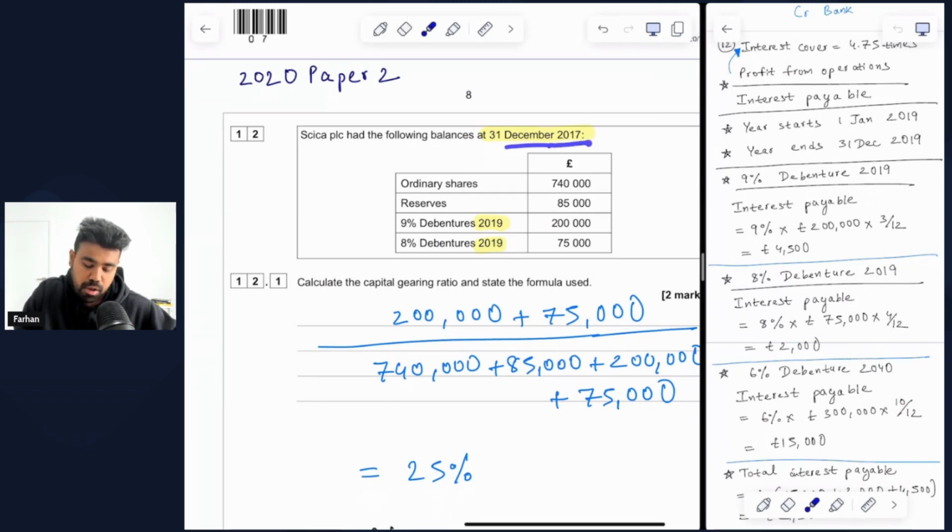So in this table, we are given two types of equity, which are the ordinary shares and the reserves. And then we are given two types of non-current liabilities, which are the 9% debentures and the 8% debentures. We have been asked to calculate the capital gearing ratio by stating the formula used.